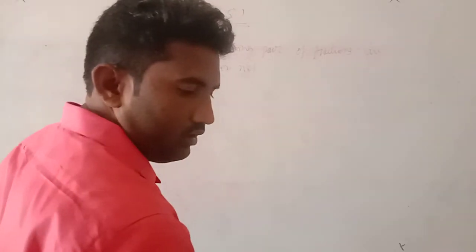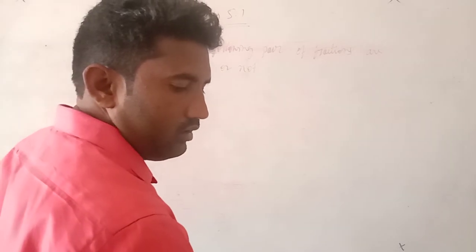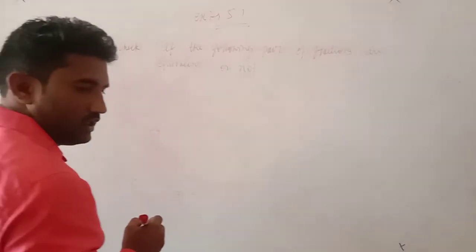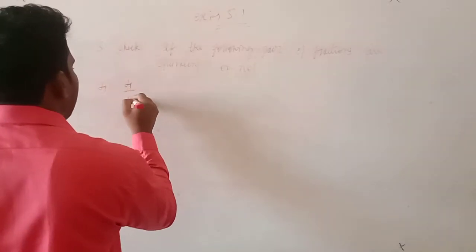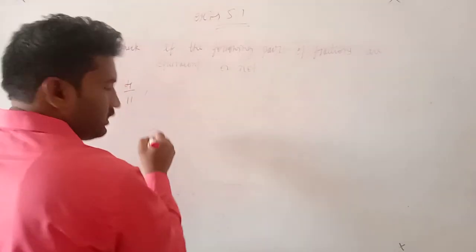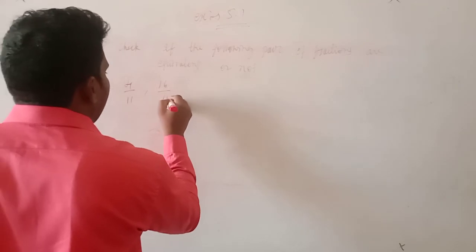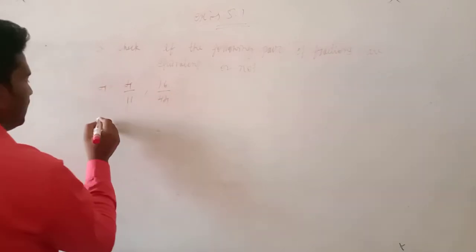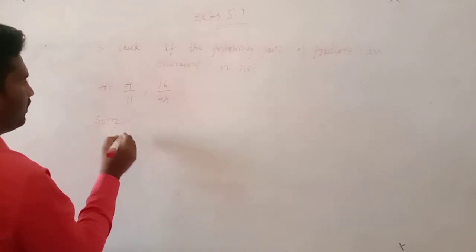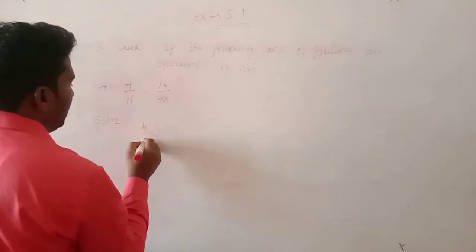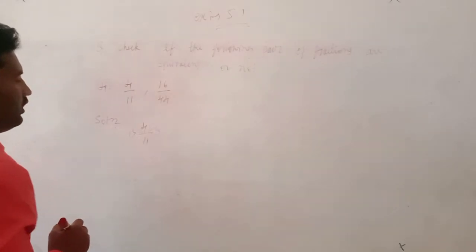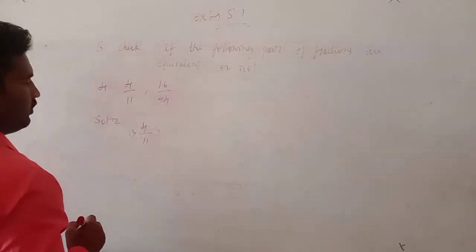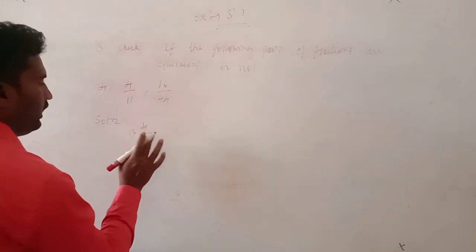Next, I am teaching the fourth one. That is 4 by 11 and 16 by 44. First one, 4 by 11. It is not reducing. We will get only 4 by 11.